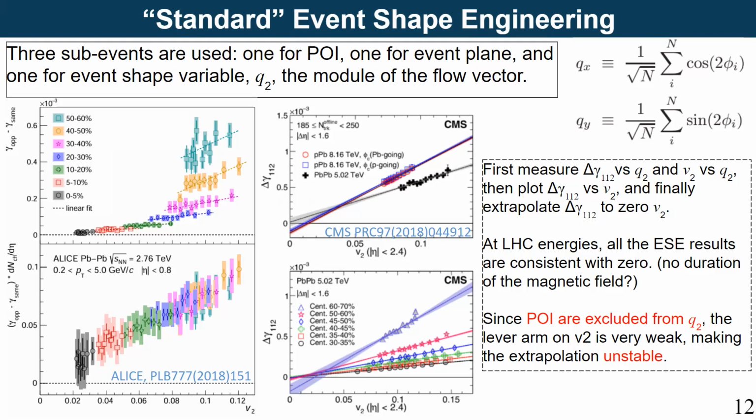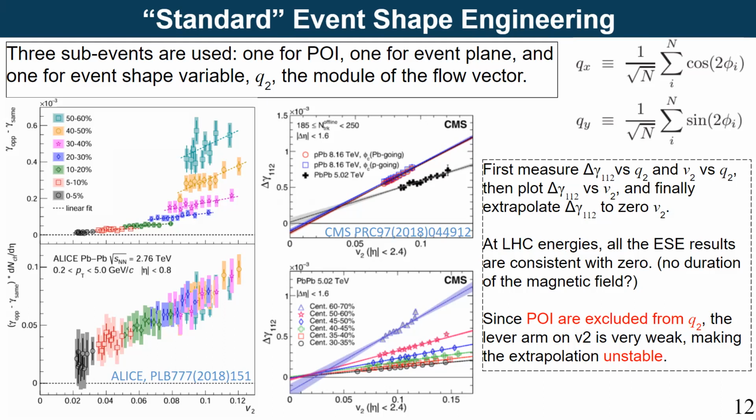And the flow vector is defined in this way. It's just the flow vector we use to estimate the event plane, except we normalize it with the square root of n. So this is at least the measurement when they select events. Each point is selected based on a Q2. Then for that Q2, they measure gamma, they measure V2, and they plot one against the other. In this way, they try to project it to zero V2 to find the true signal.